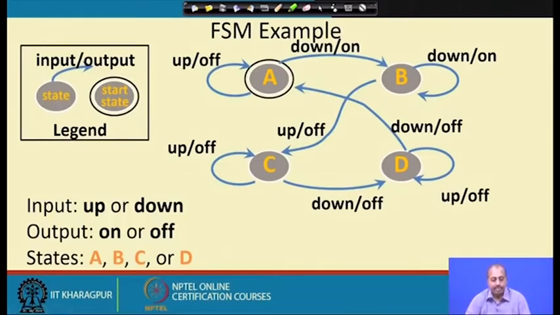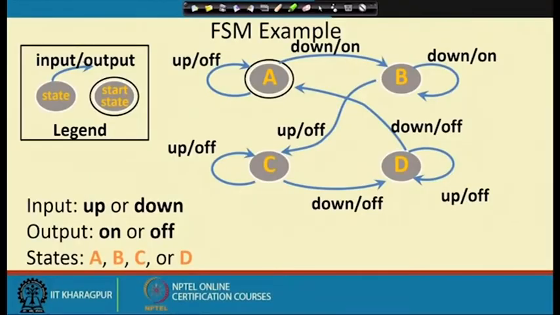So, let us take an example. Suppose we have a system that has a switch which may be either up or down, and an output which may be either on or off. You can think about an electrical switch and a lamp. The switch may be in either up or down position, similarly the lamp may be on or off, and the system has 4 states A, B, C and D.